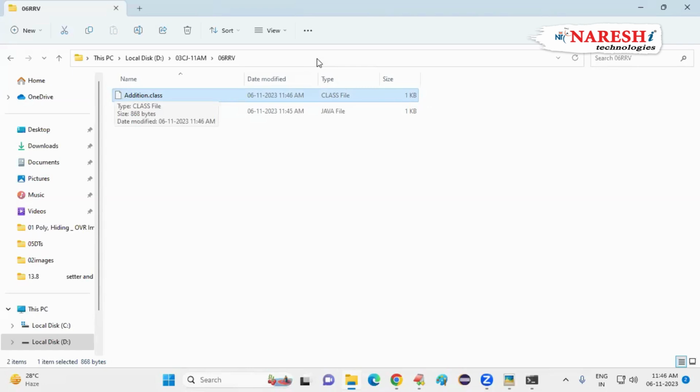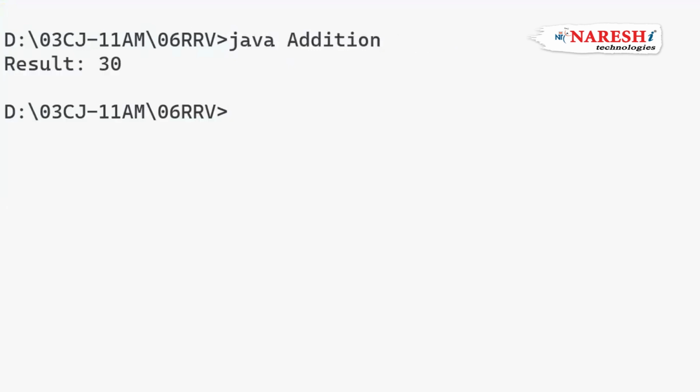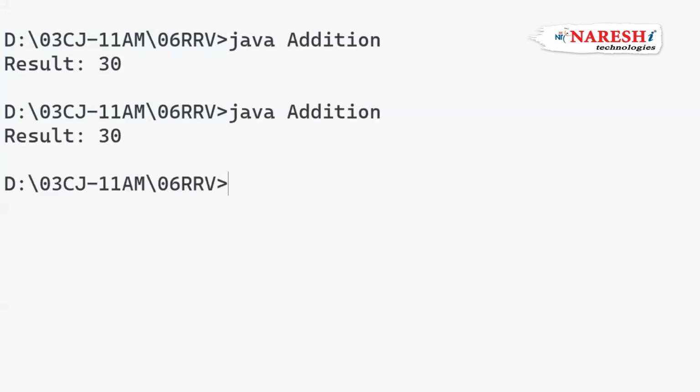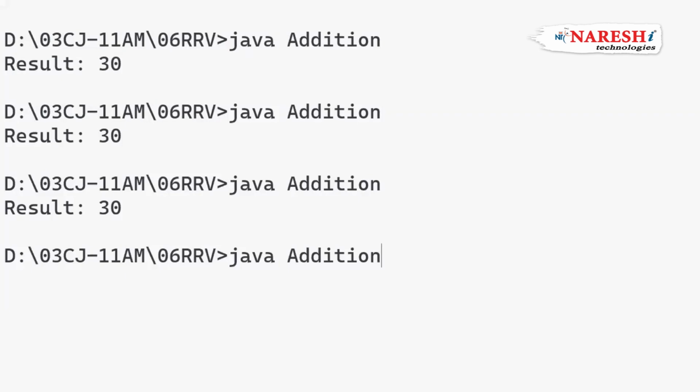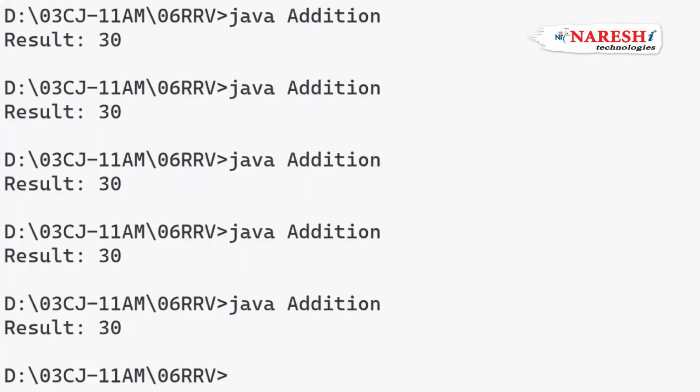Now you give this .class file to the end user, your customer. Now the customer has taken the .class file and is running java Edition. When you run, what result will come? 30. Now think from the customer's point of view. You are the customer now. Again run java Edition. Again, again, again. 100 times you run java Edition. Always what result will you get?